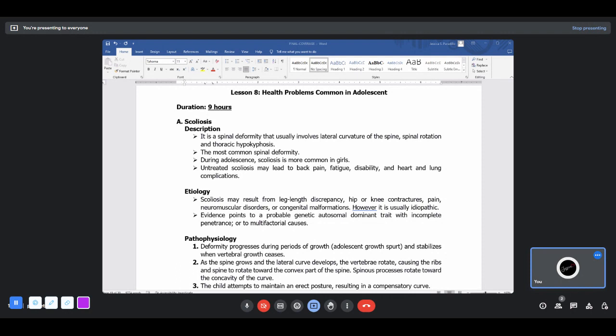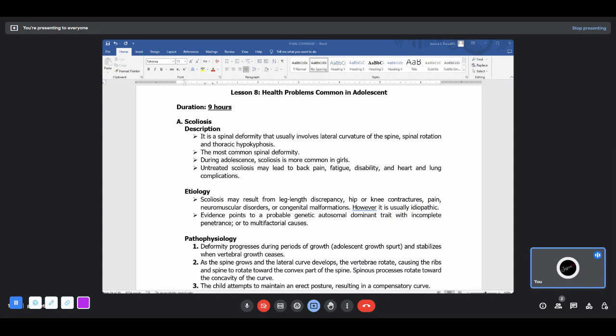Disability, because there is a limitation in their activities because of the pain they feel, and also heart and lung complications. The heart complication is due to the rib cage pushing against the heart, causing difficulty for the heart to pump blood around the body. For lung complications, it reduces lung volumes, with limited diaphragmatic excursion and chest wall muscle inefficiency. So that is the effect on our two major organs, the heart and the lungs.